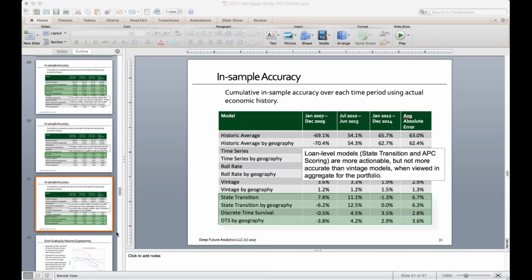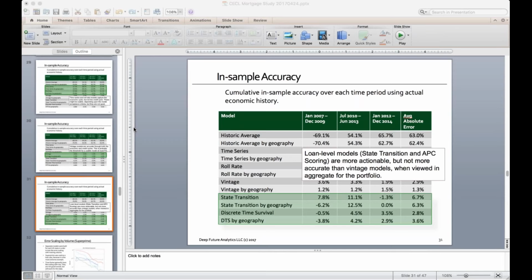Now, these are both loan level models. Everything above them are aggregate models. And so you get this interesting effect that, first of all, loan level models are not more accurate. They're more accurate than roll rate and time series models, but if you take the vintage model as a point of comparison, going to loan level does not improve accuracy. What it does is give you business value. The aggregate model, the vintage model, is great for giving you a number, but it doesn't tell you which accounts are the high-risk accounts. So the advantage to going to the loan level is business intelligence. It's not accuracy.